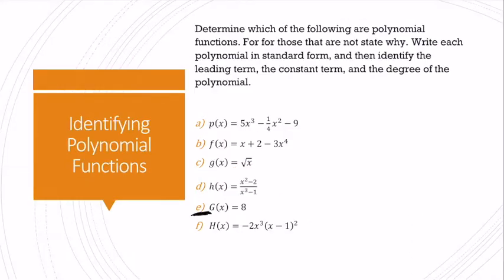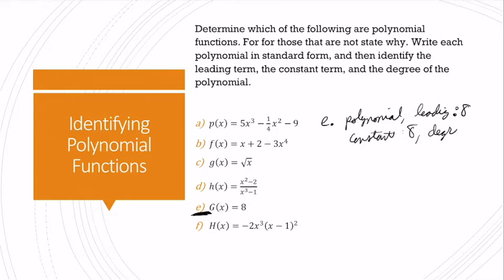So let's take a look at E. G of x equals 8. This is a constant function, so it is still an example of a polynomial. Its graph would just be a horizontal line. Its leading term is 8. Its coefficient is 8. Its constant is 8. And its degree is going to be 0.